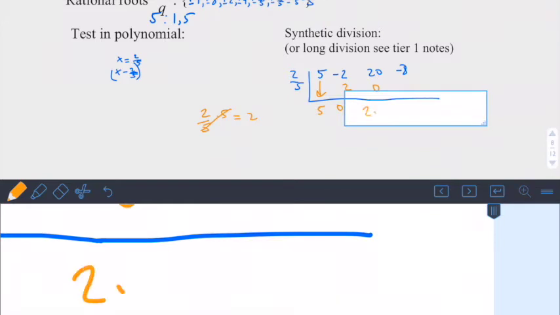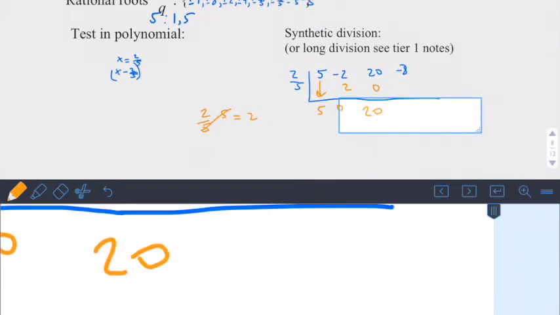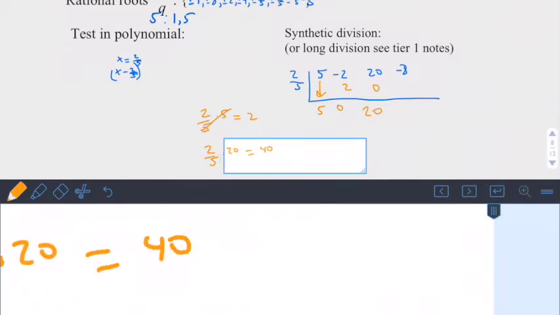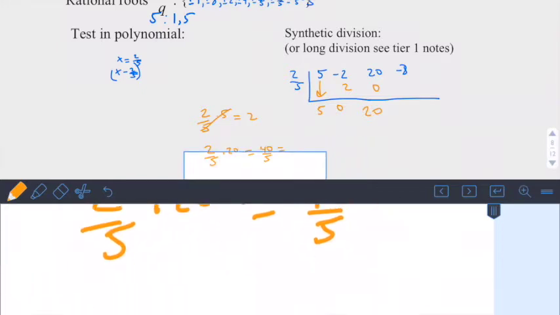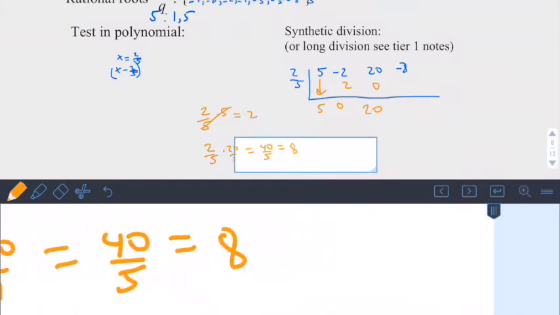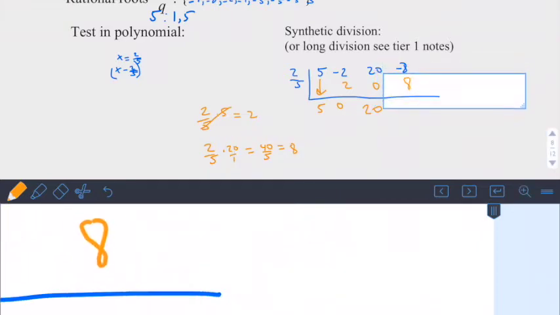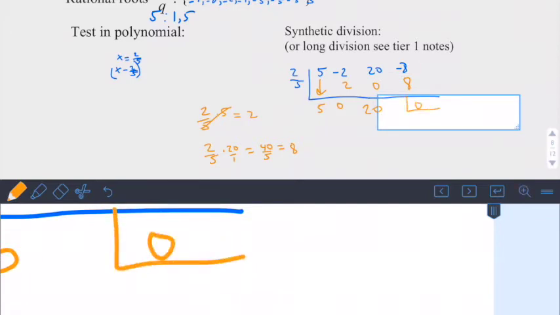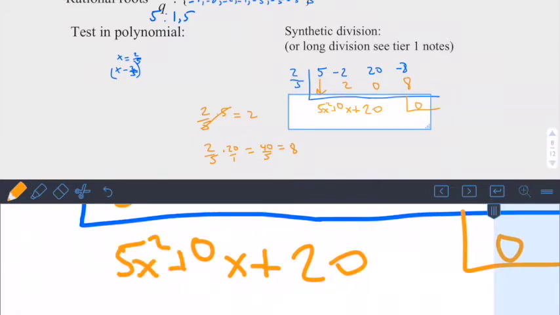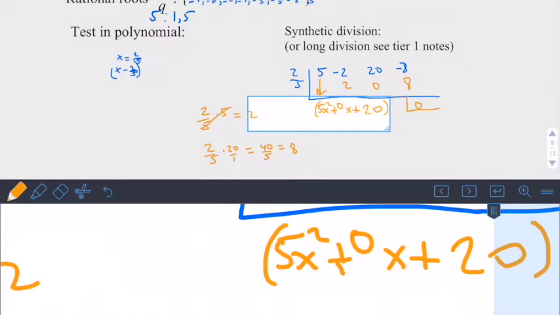20 plus 0 is 20, and now we do 2/5 times 20. Well, 2 times 20 is 40. 40 divided by 5, right? Because that was like saying 5 times 1 is 8. And -8 plus 8 is 0. So it worked. And then when I go to put this stuff back in, I have an x here, 0x plus 20, and 5x squared plus 0x. So then there's my factored polynomial, and then my first root was x minus 2/5.